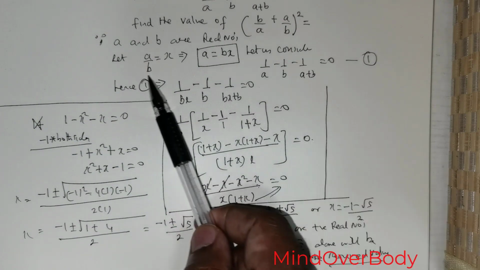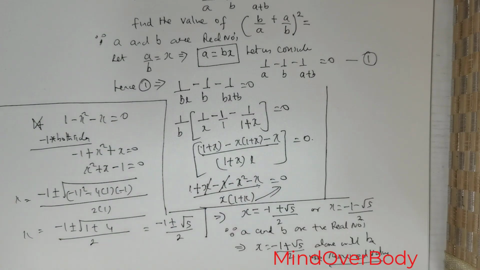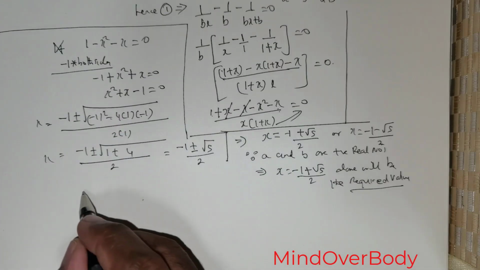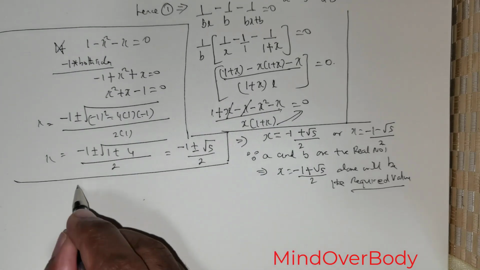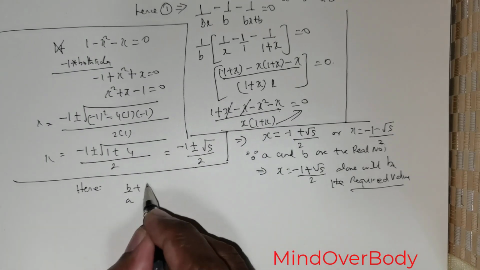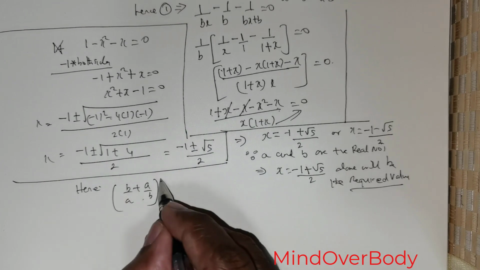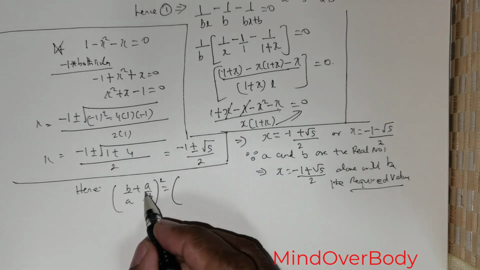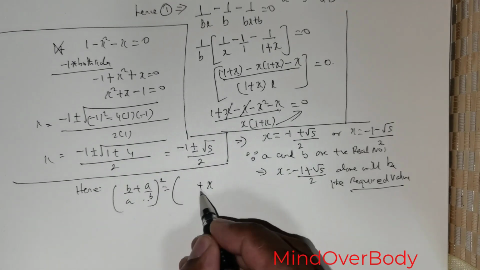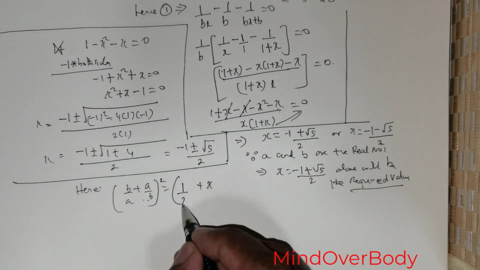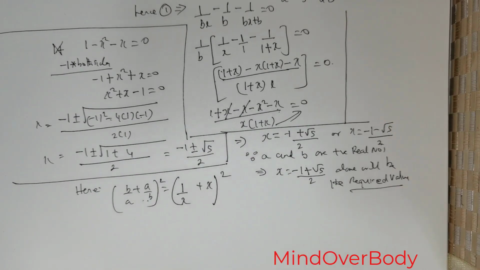Now the question wants us to find the value of b over a, positive a over b, raised to the power of 2. I have taken a over b to be x, so I'm going to use that. Hence b over a, positive a over b raised to the power of 2 can be rewritten as: a over b is x, so b over a would be 1 over x. This is raised to the power of 2. So this is what I've got.